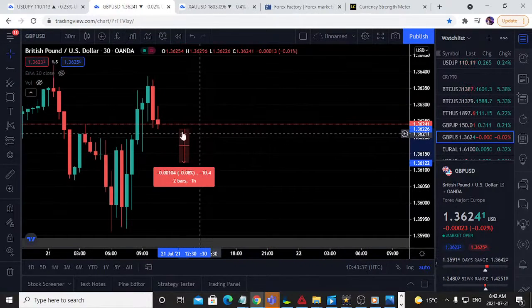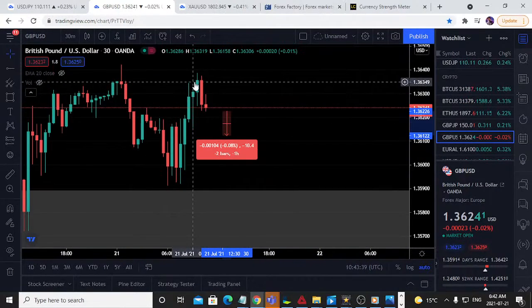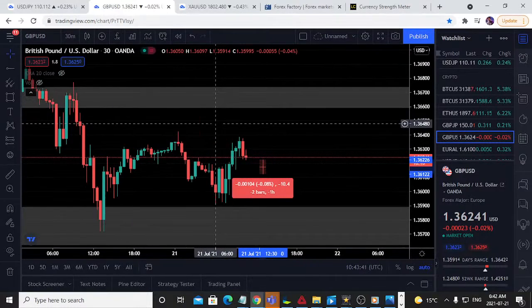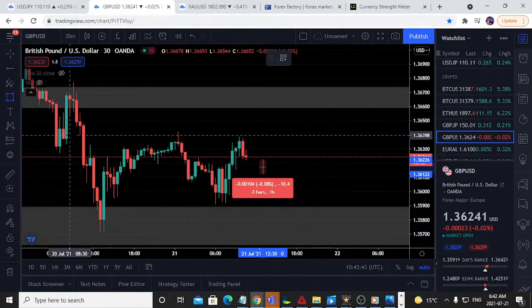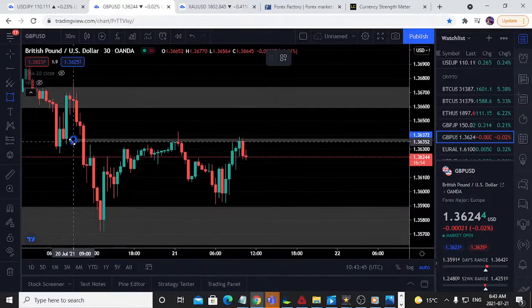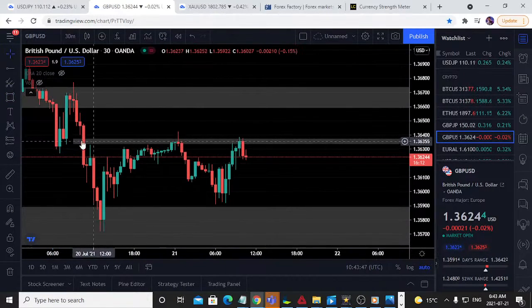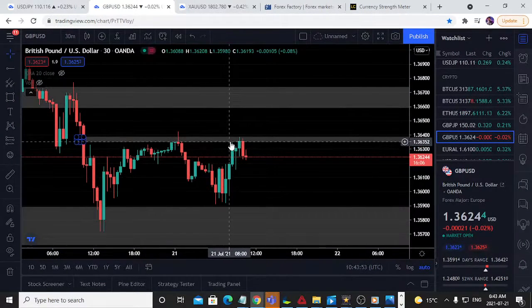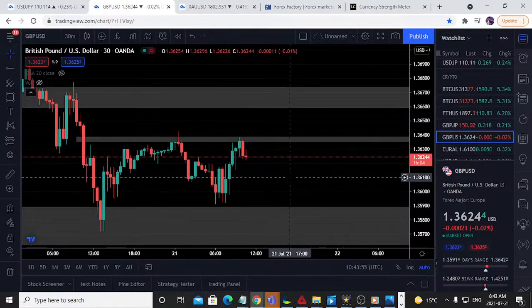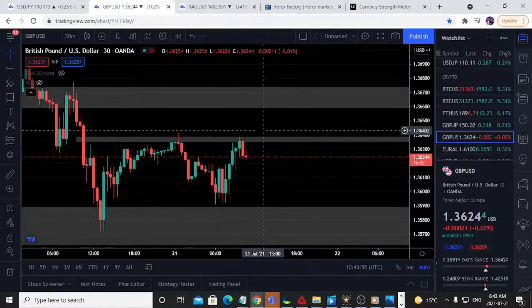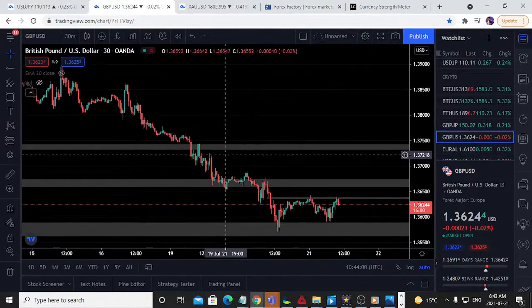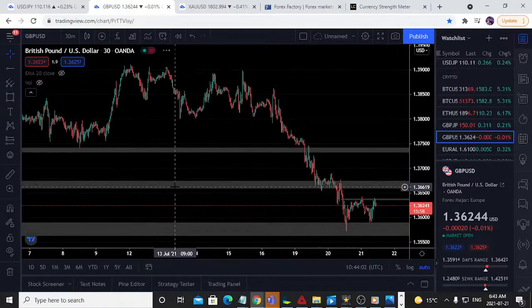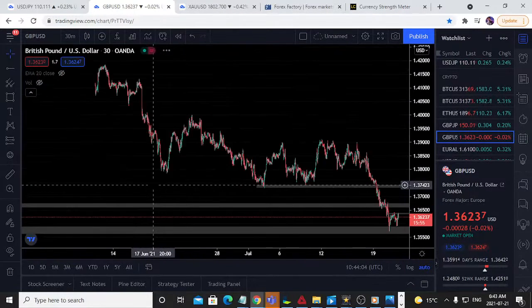So now we've broken up, right? And now we may be rejecting to go to the upside. I can't know for certain right now. However, it does look like we rejected this area, now we're heading down. If we get a candle print above here, then let me adjust this.